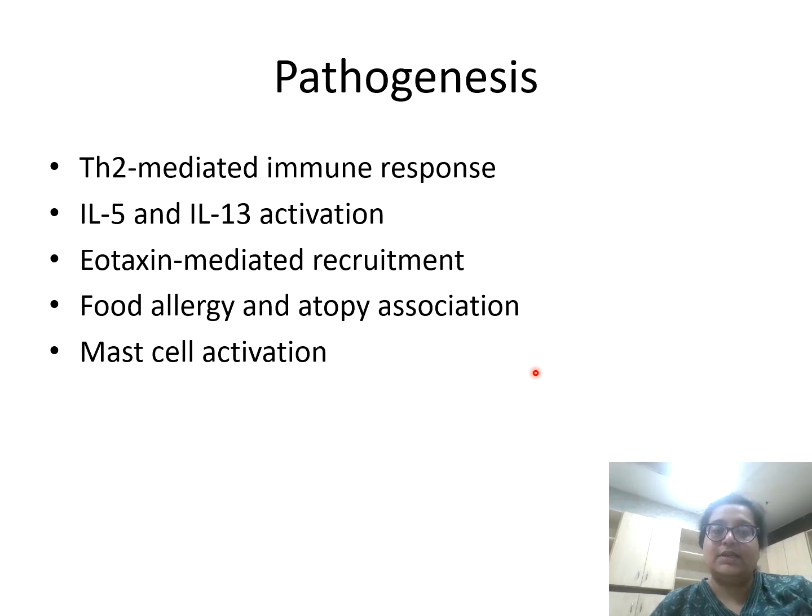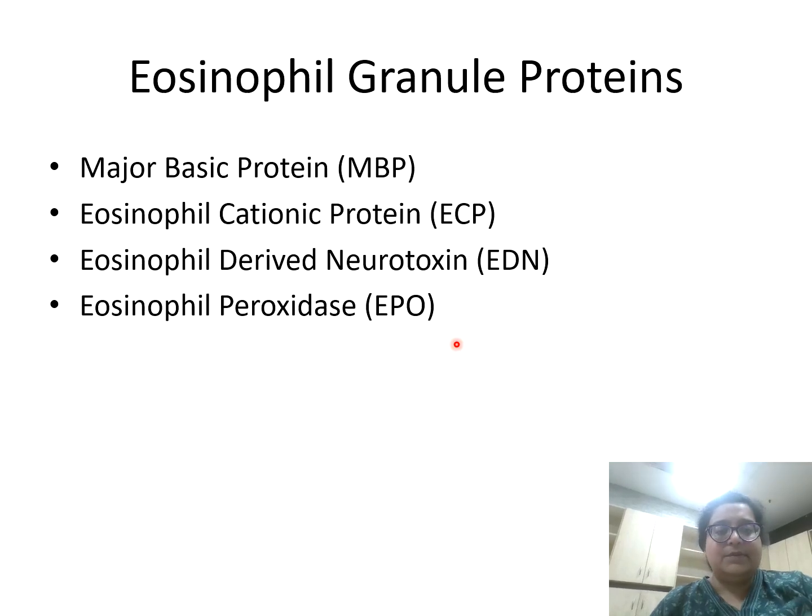The T helper 2 cells, interleukin 5 and 13, eotaxin, and mast cells play a big role in the eosinophils getting mobilized and homing in the gut epithelium or the lamina propria, and food allergy and atopic reactions are the commonest triggers for this to happen. Major basic protein, eosinophilic cationic protein, EDN, and eosinophil peroxidase are the chemicals involved in degranulation of eosinophils and the histomorphological findings which you find at that site of eosinophil homing.